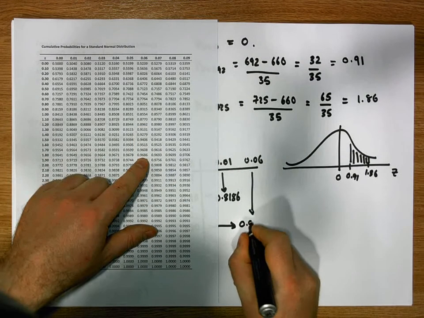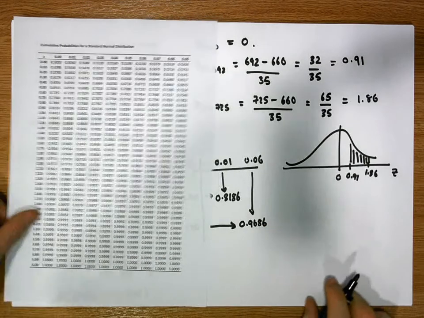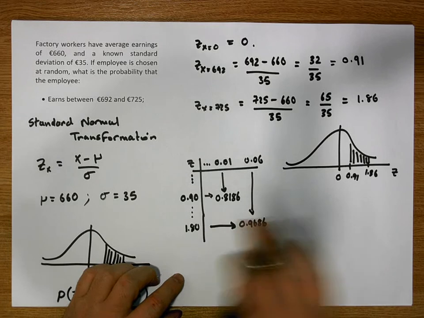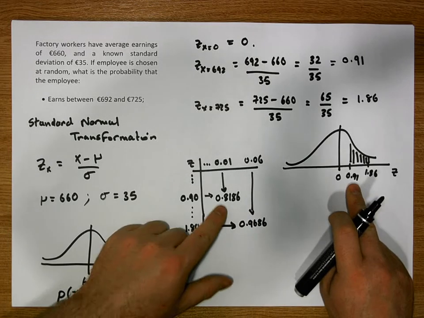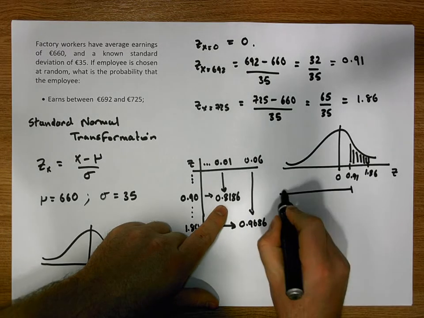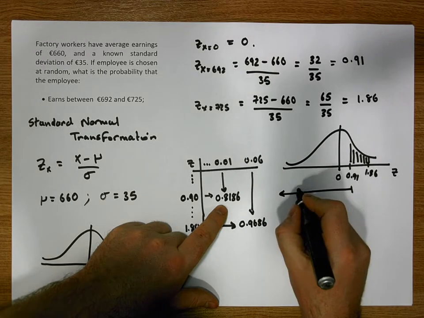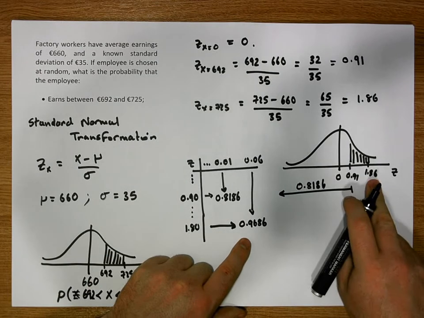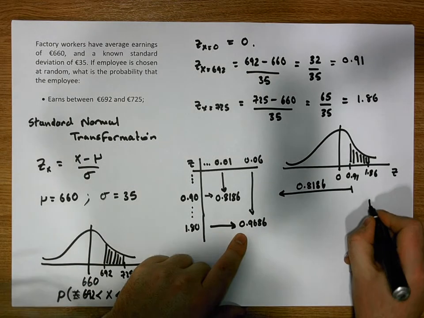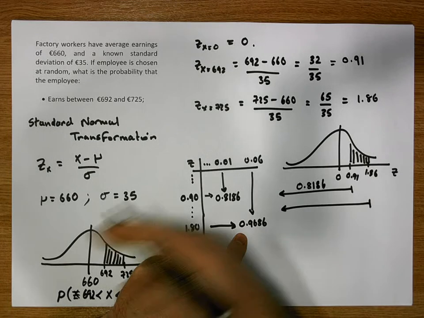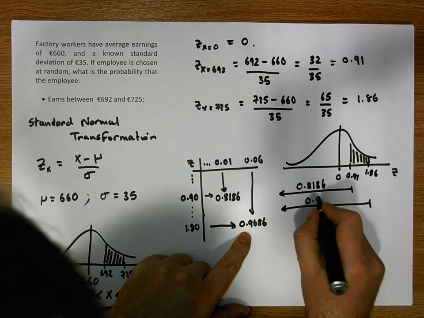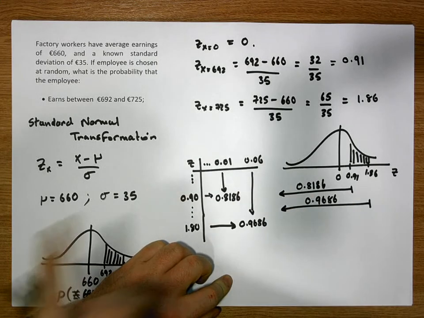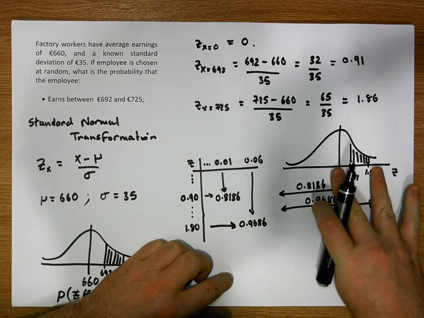So 0.9686. When we look up these values, these give us areas to the left hand side of the value that we looked up. So the area to the left hand side of 0.91 is 0.8186. And when we look up 1.86, we're being told that the area to the left hand side of that, all the way down to negative infinity, is 0.9686. Now what we can see here is that if we take the shorter line away from the longer line, we're left with the area between those 2 points.